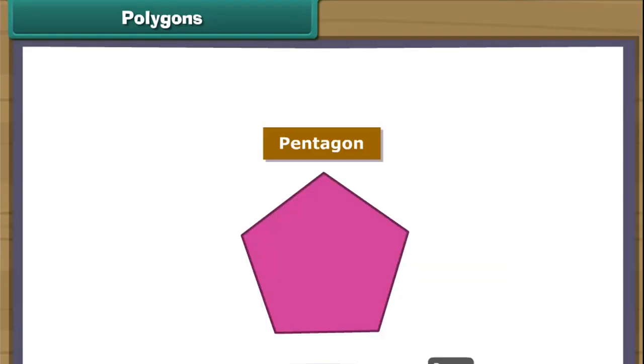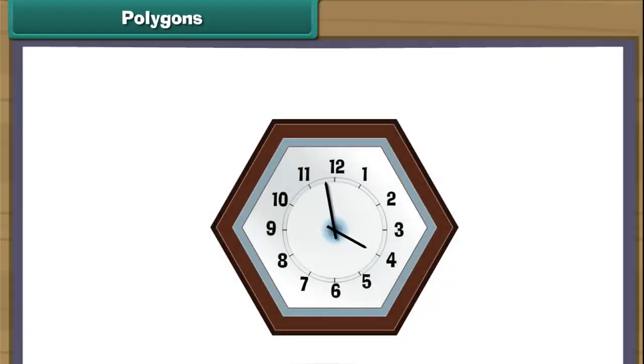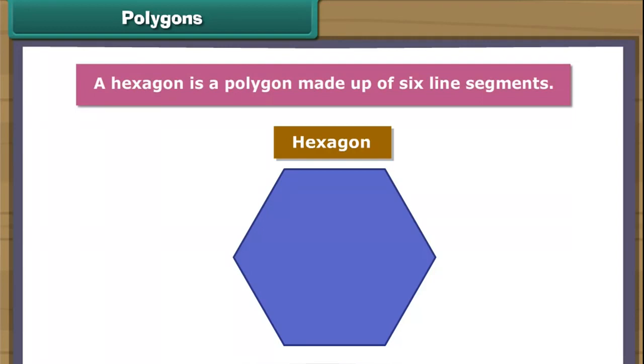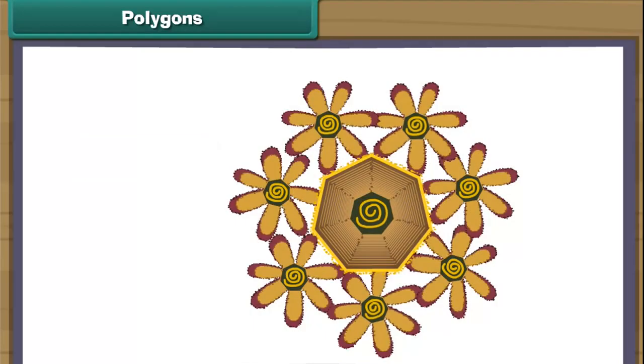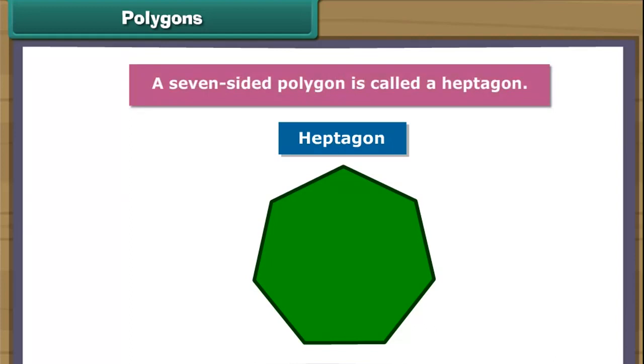Look at this image. It has 5 sides. A 5-sided polygon is called a pentagon. Here is a clock. Let us provide its borders. We have a border of 6 line segments for the clock. A hexagon is a polygon made up of 6 line segments. Let us create a wall hanging using 7 straws. The rainbow wall hanging with 7 line segments is ready. A 7-sided polygon is called a heptagon.